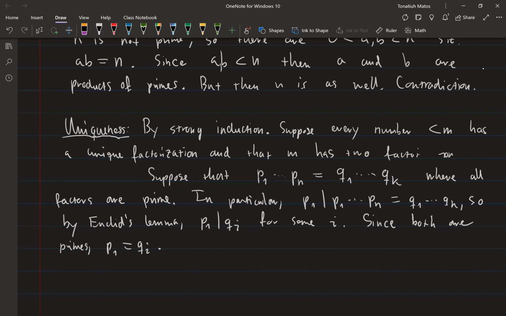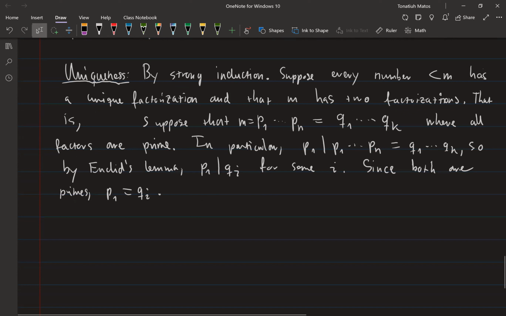Factorizations. That is, suppose that these two numbers are both equal to m, right? Basically, that's what I'm saying. Okay, so every prime number on the left is some prime number on the right.